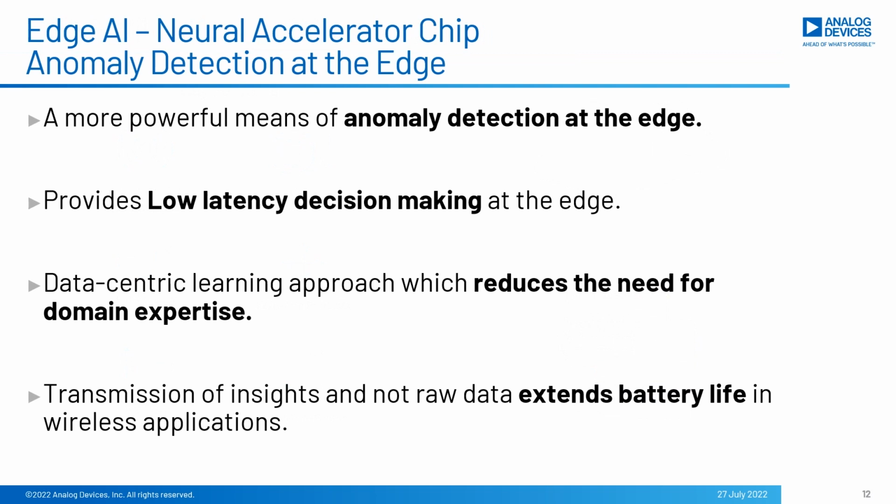Edge AI and the opportunity to use a neural accelerator chip to do anomaly detection at the edge. A more powerful means of anomaly detection at the edge can be deployed with a neural accelerator chip. It provides very low latency decision making at the edge. We're not waiting for commands to come back from a cloud-based analytics solution. It's a data-centric learning approach which reduces the need for domain expertise, which is very important if we're going to scale condition monitoring to a wide range of assets. Transmission of insights and not raw data extends battery life in wireless applications.